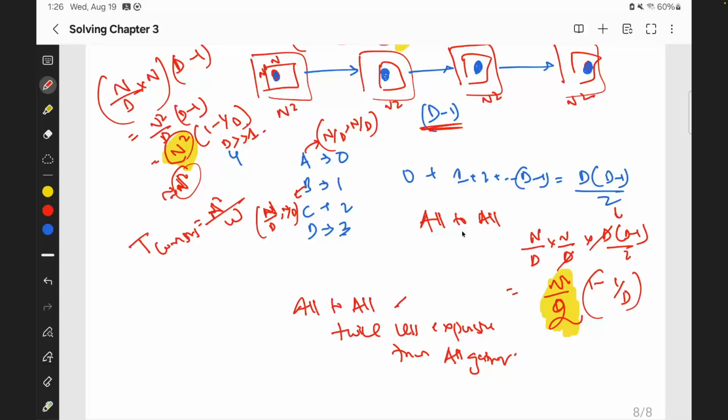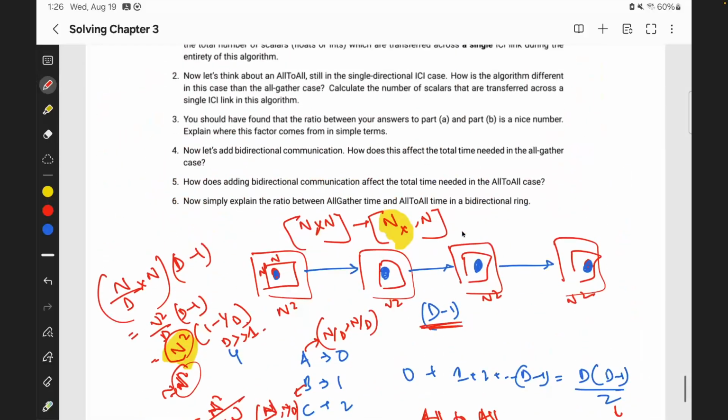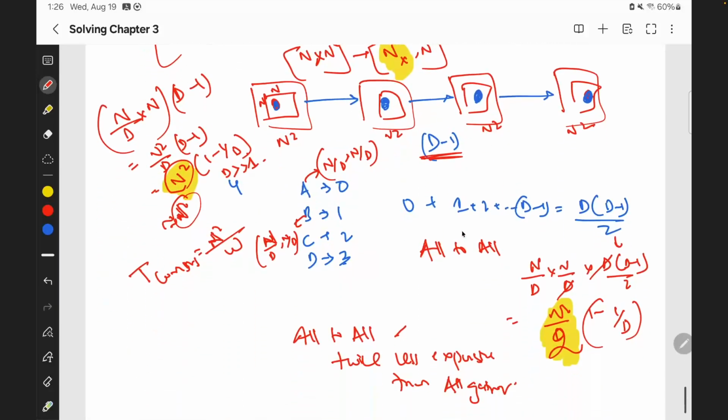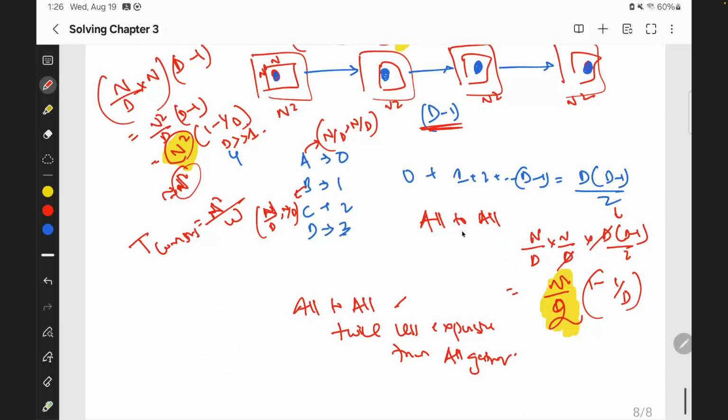And in the questions earlier, we just discussed unidirectional. If it is bidirectional, then both of these factors would multiply by 2, and both of them would get faster. But the relative is always that all-to-all is two times less expensive, or all-gather is two times more expensive for communication.